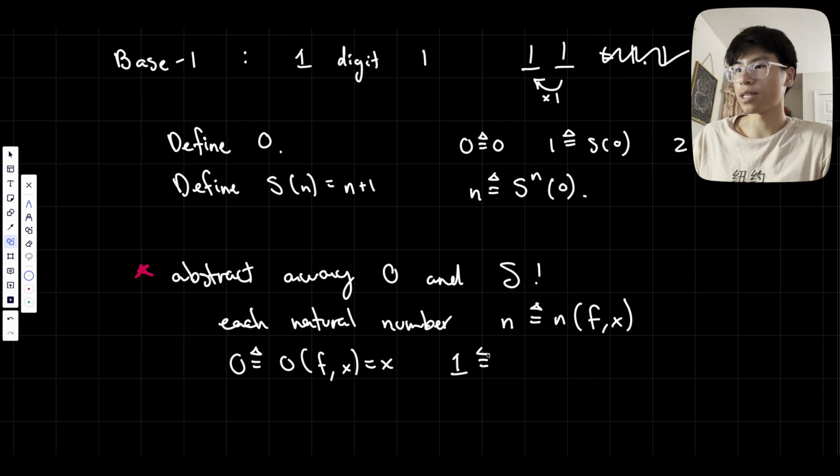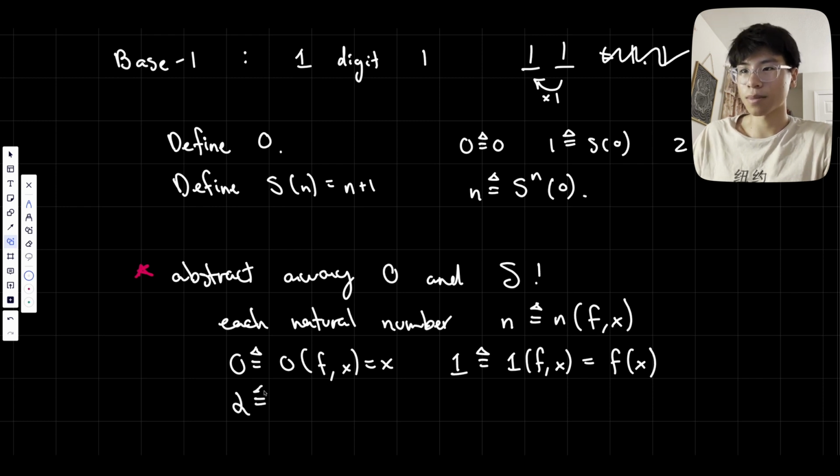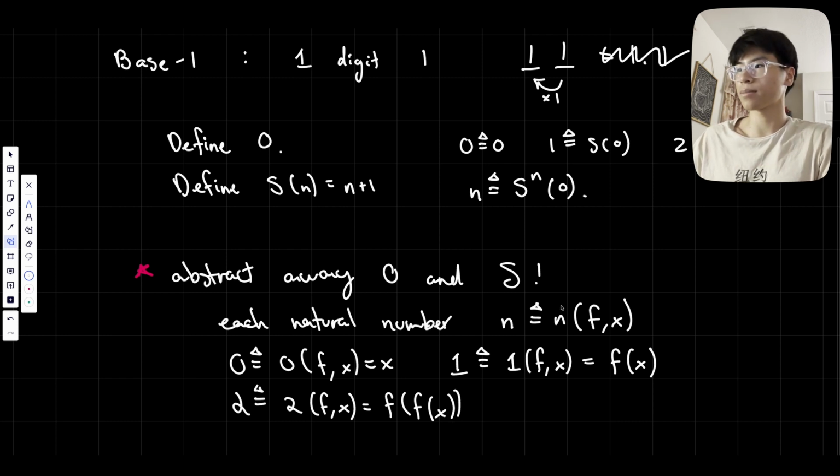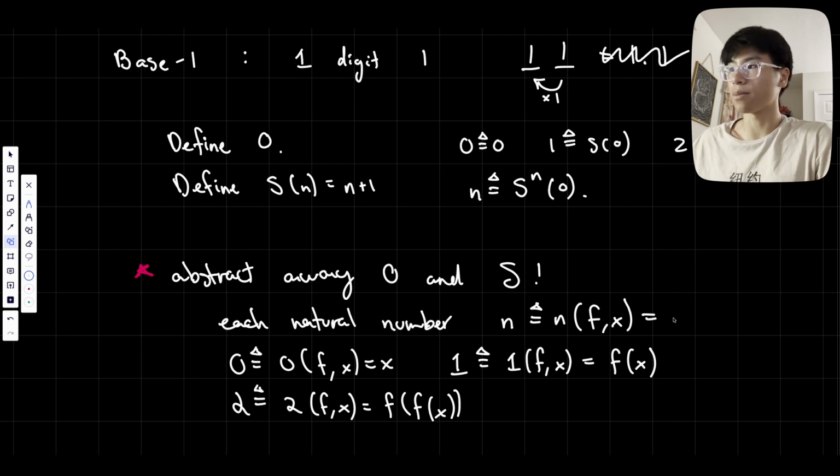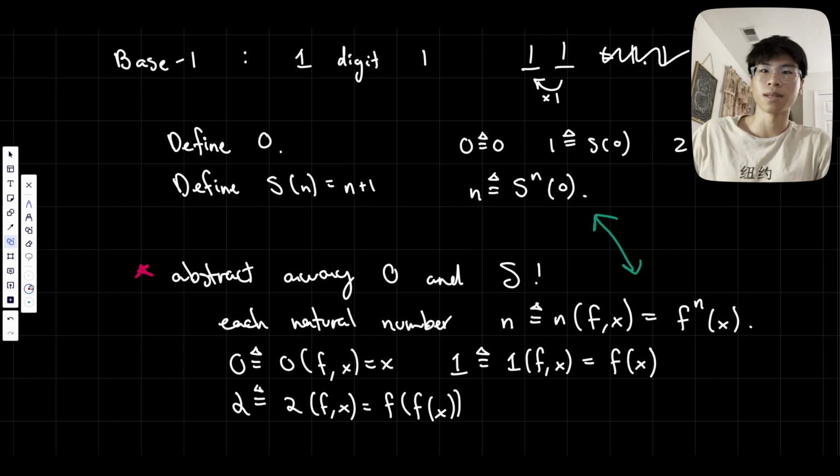For 1, we'll say that it is also a function that takes in 2 arguments, but this time it applies f to x. Similarly for 2, we'll say that it's a function that takes in 2 variables and returns f applied to x twice, and so on. So in fact, we'll define n as a function that takes in 2 arguments and applies the first one, which should be a function, n times to x. Clearly, this is very similar to our successor definition of the natural numbers.